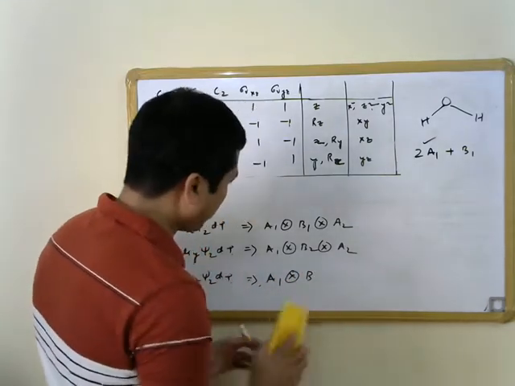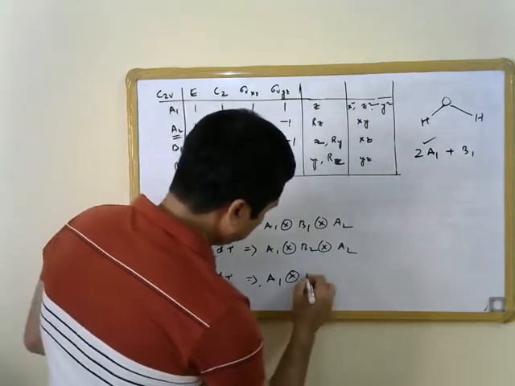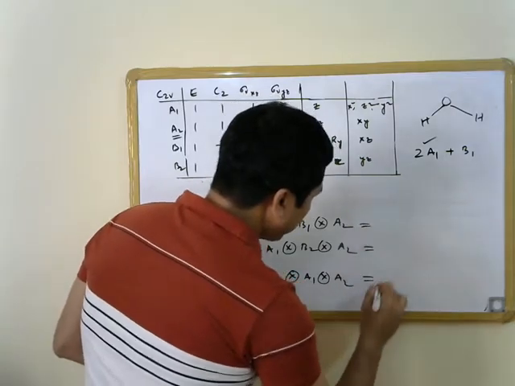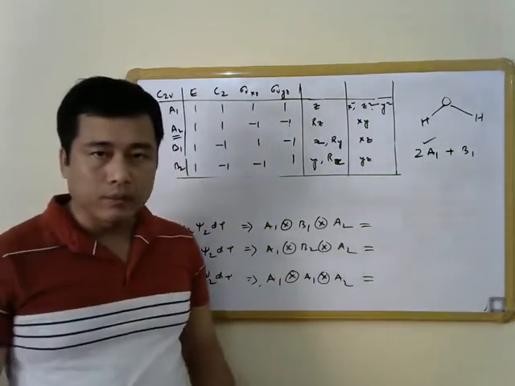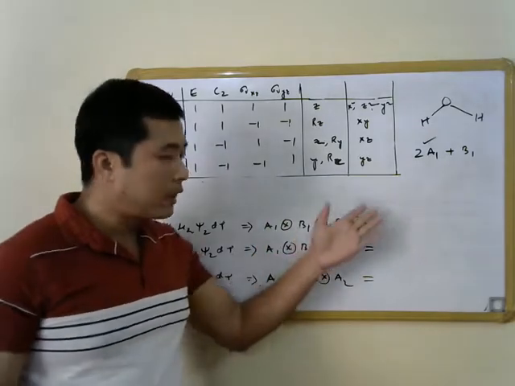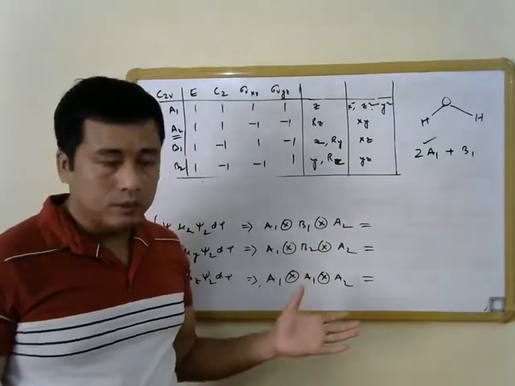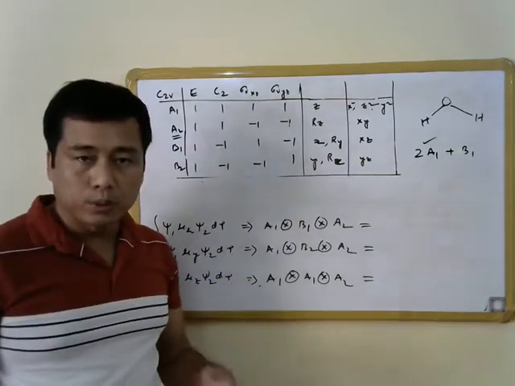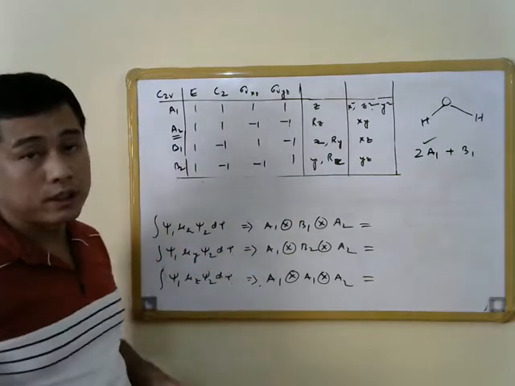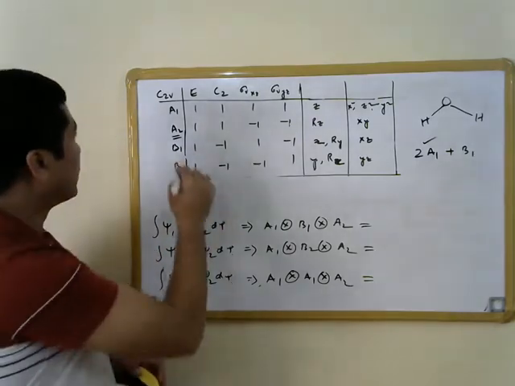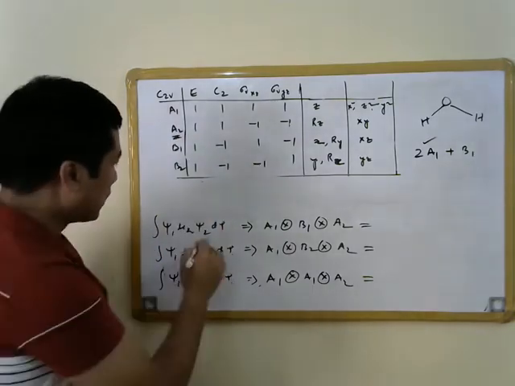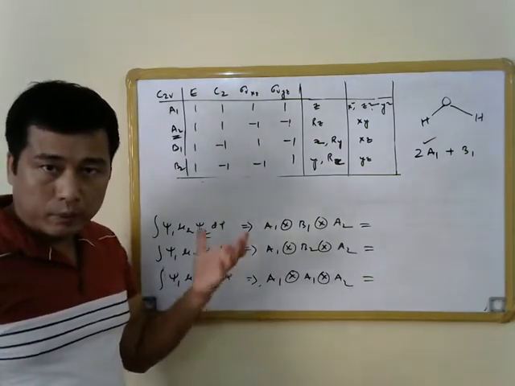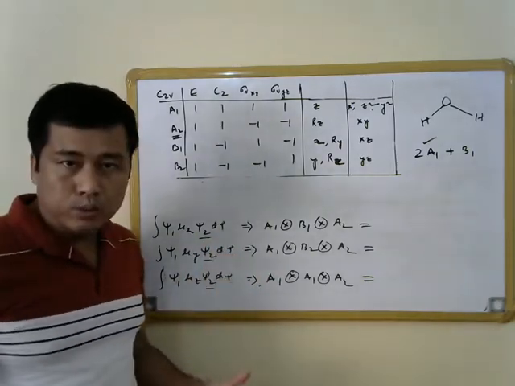This is A1. So when you work out the answers of these three direct products, you will find that none of these are equal to A1. So none of these integrals essentially forms a basis for the most symmetric irreducible representation in the C2v point group.